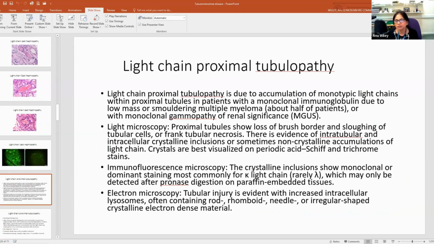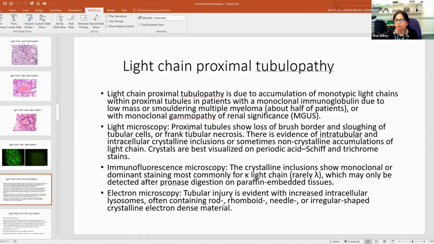So the next thing, still associated with the same sort of paraproteinemia, is what we call light chain proximal tubulopathy. Now, light chain proximal tubulopathy is slightly different. It is due to the accumulation of monotypic light chains within the proximal tubules, not distal tubules, in patients who have generally got more like an MGUS, which is not a fully blown myeloma, but monoclonal gammopathy of uncertain significance. Obviously, they can be seen in patients with multiple myeloma, but they are generally more commonly associated with MGUS.